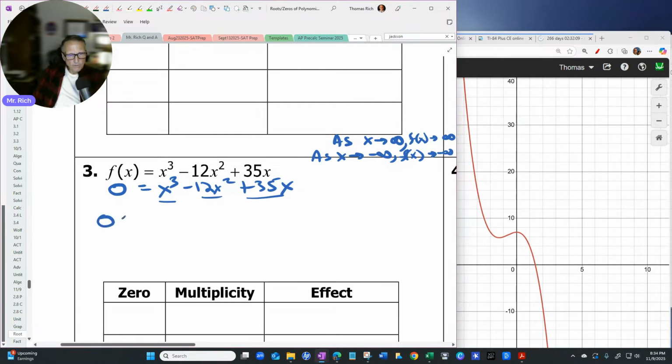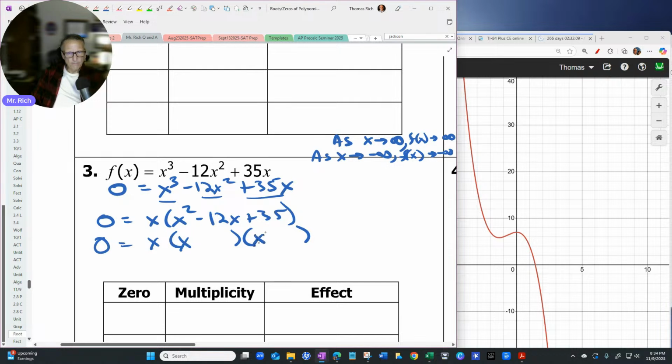So we could pull an x out, and this will make it x squared minus 12x plus 35. Inside the parentheses, you recognize that as a quadratic, and that quadratic is itself factorable. So we will factor it as we know how to factor quadratics. That means I have to have an x and an x here. I'm looking for two numbers that multiply to be positive 35, but when I add those same two numbers, I get negative 12. And that answer is negative 5 and negative 7.